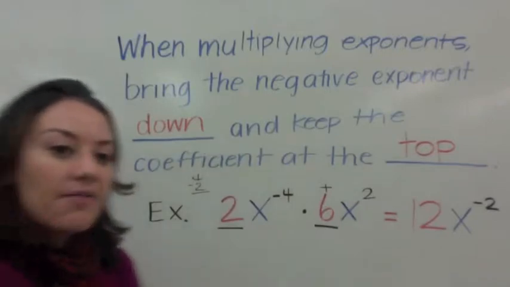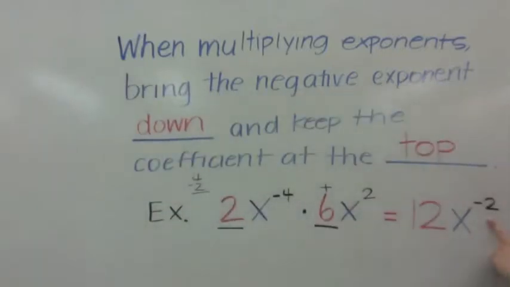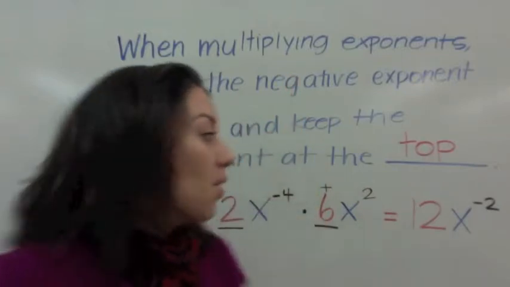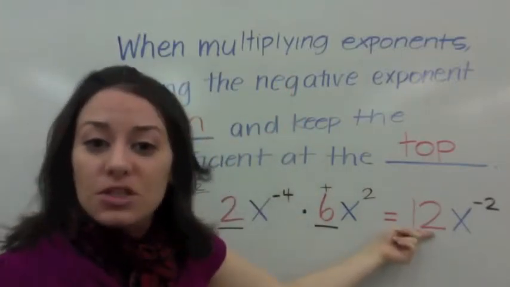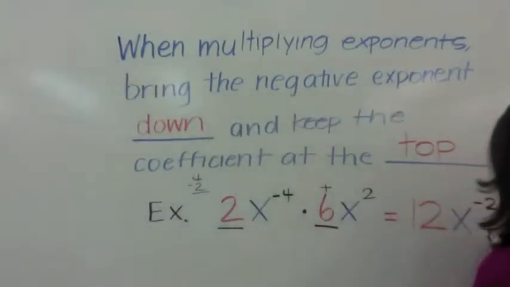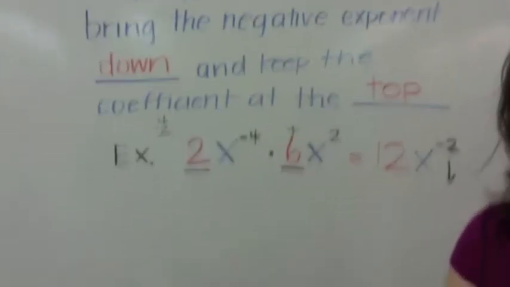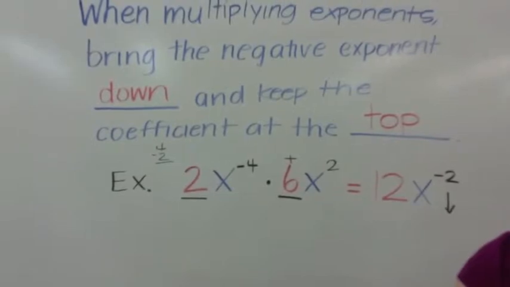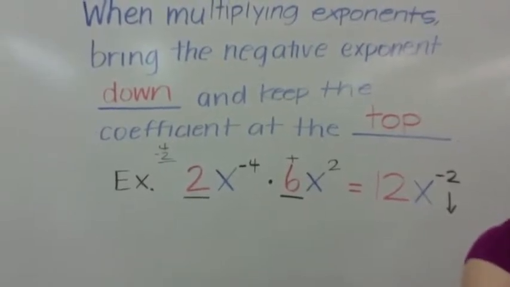So, do you have a negative exponent here? It says if it's negative and up, bring it down, but you're going to keep the coefficient at the top. Normally when we bring it down, don't we put it under the number 1? But this time, we already have a number. What's the coefficient? The coefficient is 12. So when you bring it down, the 12 stays at the top.